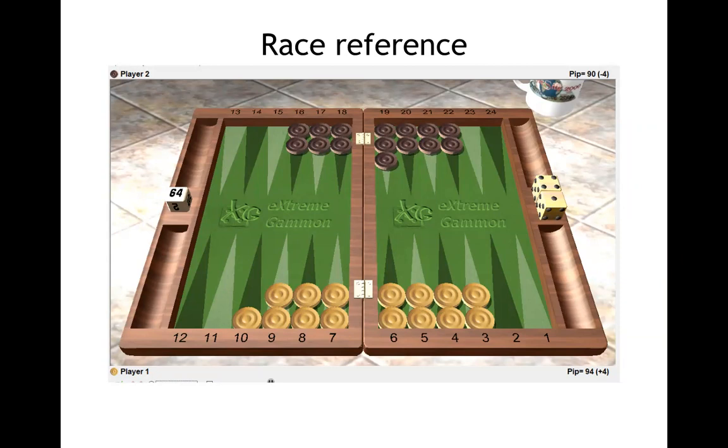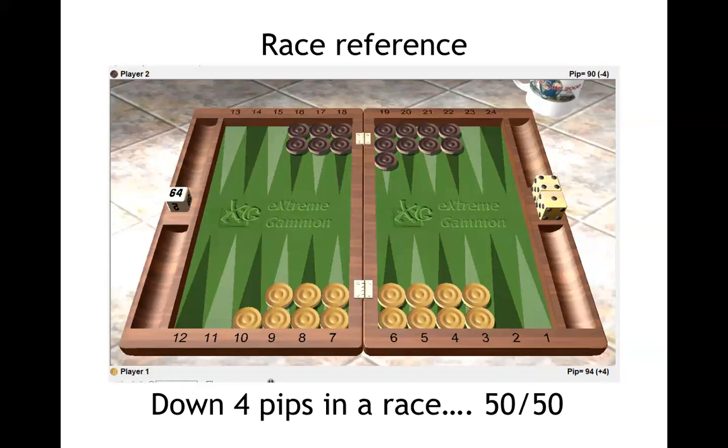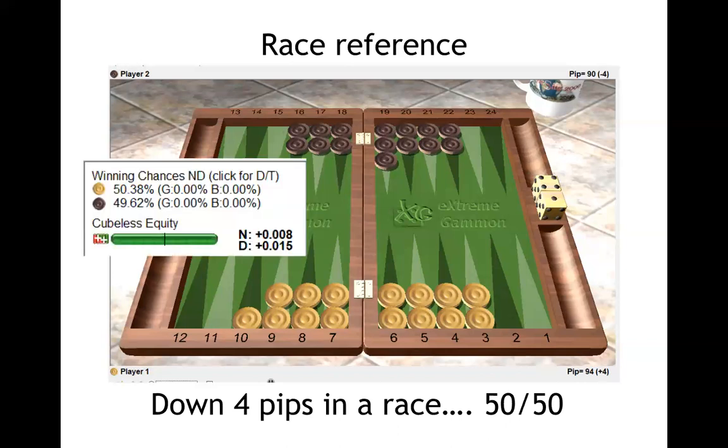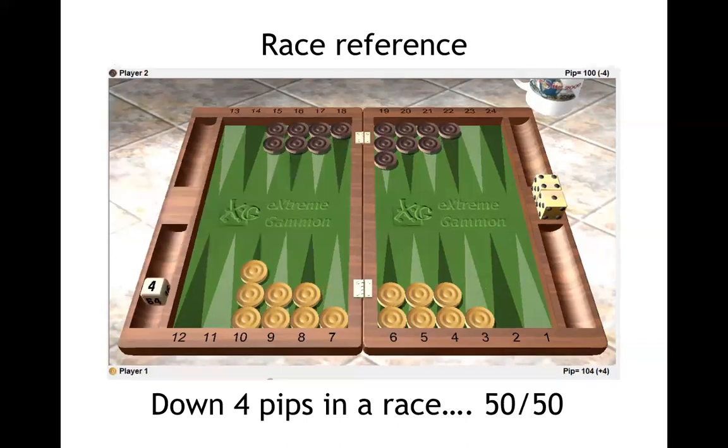A lot of times it's confusing, because when I say something's an even race, I'm talking about a position where the person on roll is down by 4 pips. When I say an even pip count, 90-90, the person rolling has a kind of significant advantage. So this position, 4 pips down on the race, is a 50-50 position. Depending on crossovers and such, it's right around 50. And that will hold true.